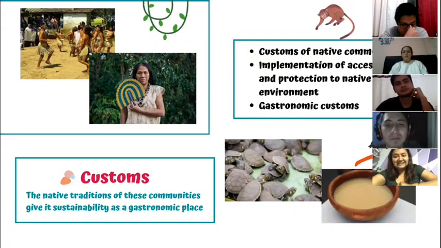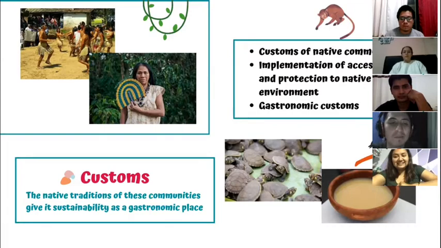A sustainable aspect that is related to gastronomy in our proposed route is the native customs and their relationship with gastronomy. We can mention the welcome custom, for example, masato, which is a fermentation of yuca. It's a gastronomic drink of Tambopata.